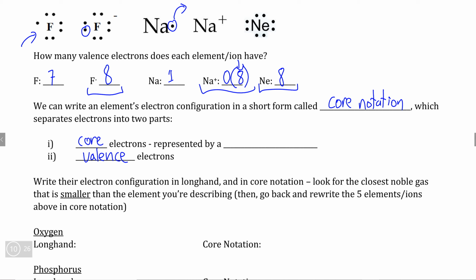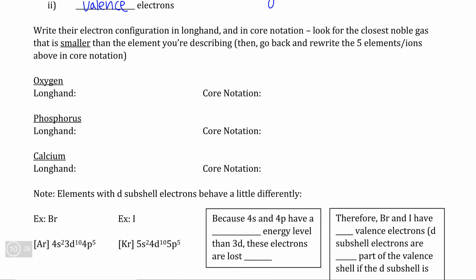And the core electrons, because they are underneath the valence electrons, do not get involved in the chemical reaction in the same way that neon's electrons, because neon is a noble gas, are not involved because its valence shell is full. In order to explain how core notation works, it's always easiest if we try a few examples. So the first thing that we're going to do is write out the electron configurations for 3 different elements.